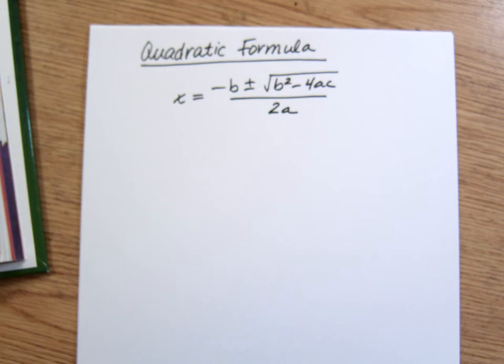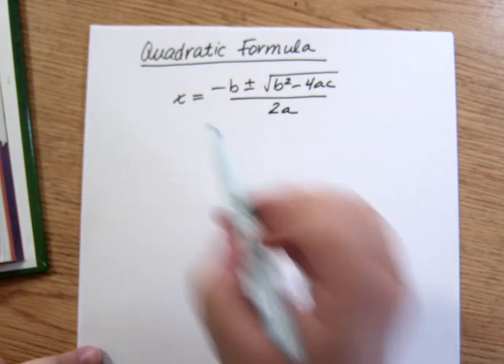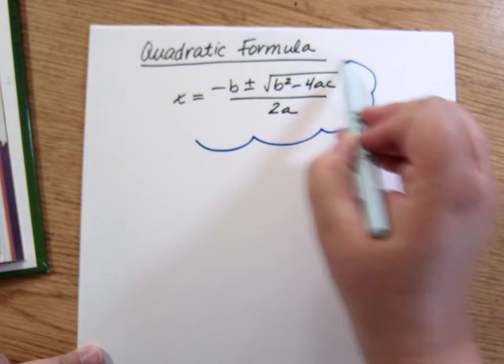Alright, so I have been asked if I would make a video explaining how to use the quadratic formula, giving a couple of examples, and so that is what I'm going to do. First off, the quadratic formula, which is on the formula sheet for the EOCT, is right here.